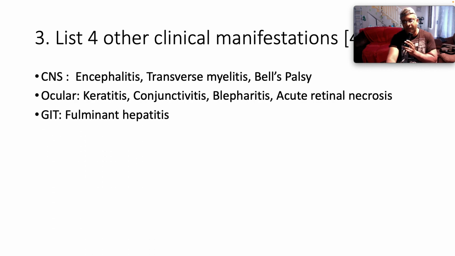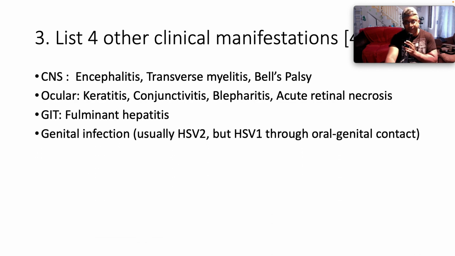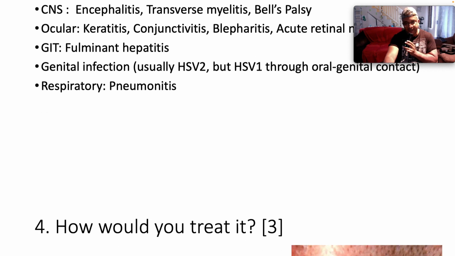GIT is one of the causes of fulminant hepatitis. So a patient who presents with fulminating hepatitis, often in the context of liver failure, you probably want to screen for serology for HSV, especially if they're immunocompromised, like we said. Genital infection, usually HSV2, but HSV1 through oral genital contact. Respiratory, HSV can cause pneumonitis, right?